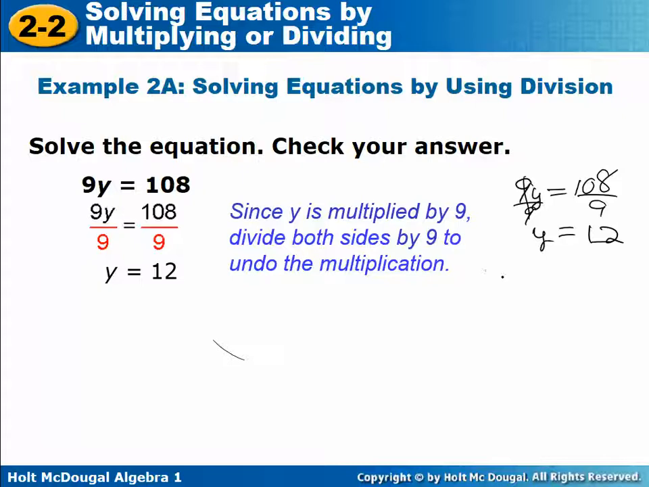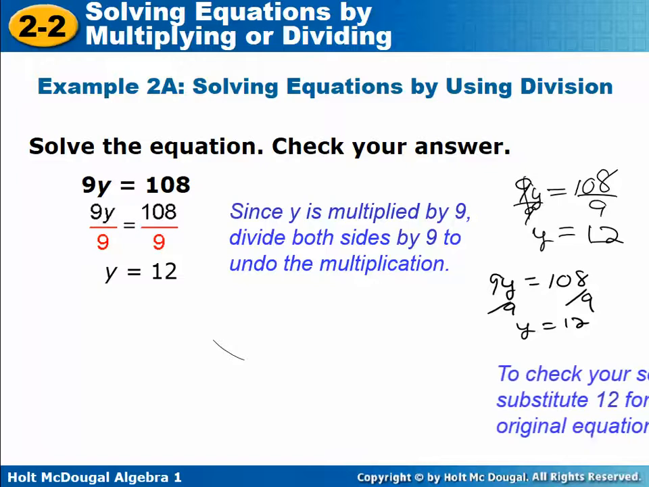If you're doing it by typing, and you had the problem 9y equals 108, you can type the division bar, which is with the question mark by the shift key, 9, and then division bar 9. Because otherwise you'd have to retype everything. And then you'd get y equals 12.